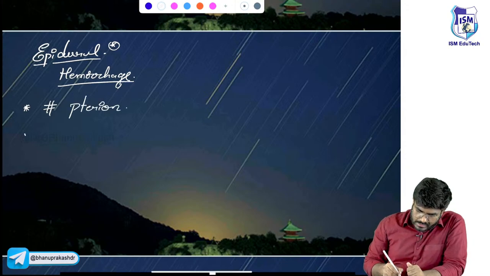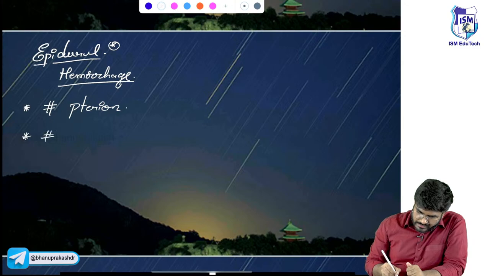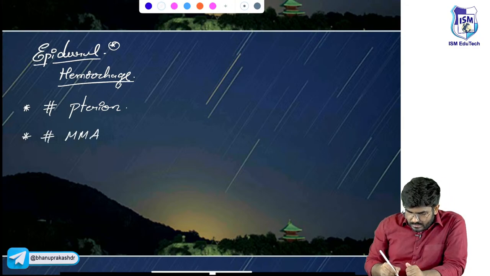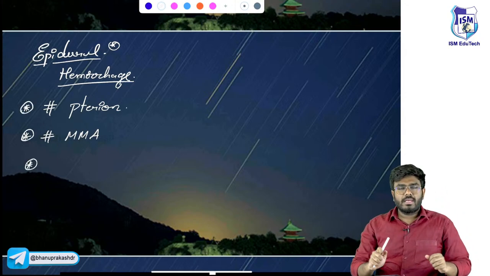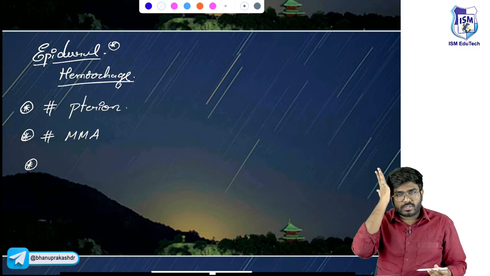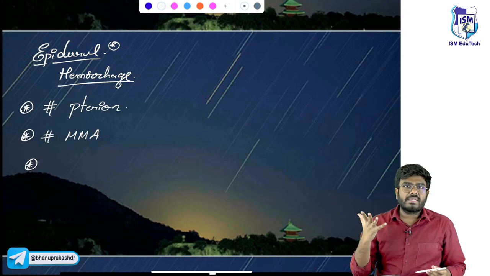Okay. So, what is the artery that is going to be affected? The artery that is affected is the middle meningeal artery. Now, if a patient is having this epidural hemorrhage, imagine there is this one guy who is going on a bike. He had an accident and he is having a trauma to the region of the pterion. Now, the middle meningeal artery is ruptured.